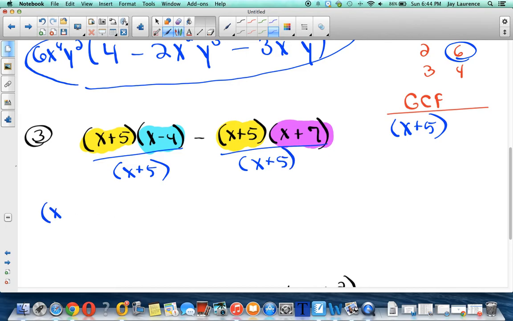So I'm going to have an x plus 5, and I'm going to put a bracket here because these are going to cancel, but I'm going to have a quantity of x minus 4 minus, these are going to cancel, and I'll have the quantity of x plus 7.